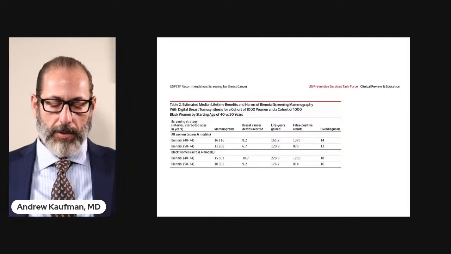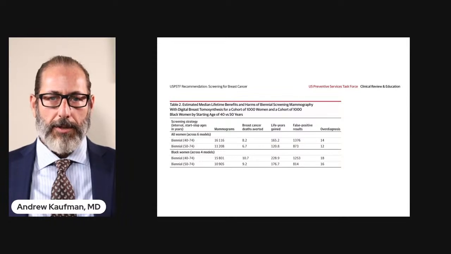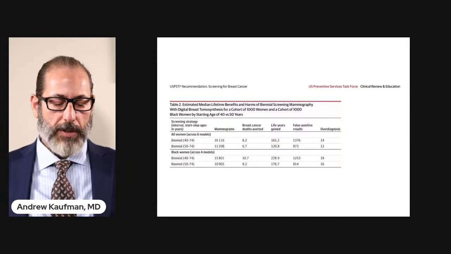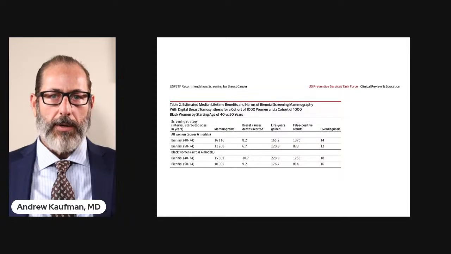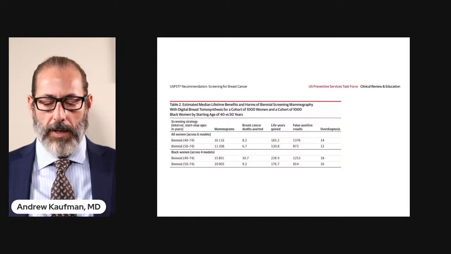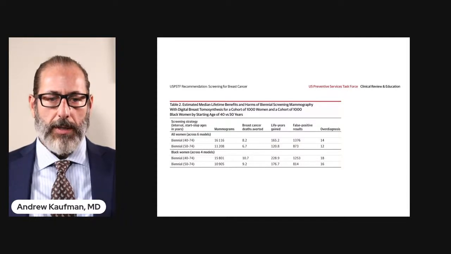And I also want to look at the number of false positive results in the next to last column, because you can see that they exceed the number of women in the study. So there were more false positive results than there were women in the study, which means that there were women who had more than one false positive result during the course of this study. So this is quite a significant problem and dilemma for women who may be concerned about breast cancer.